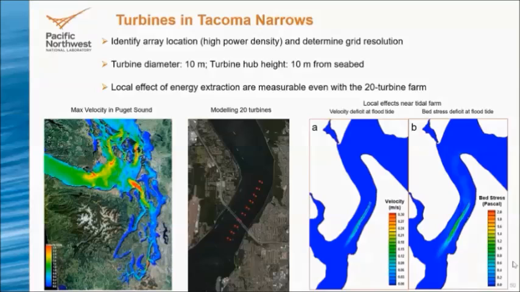For the model, we added 10-meter turbines that are 10 meters off the seabed. For this particular model run, we're looking at 20 turbines in that farm. The next two images are typical outputs from the numerical modeling. The first image, image A, shows the local effects of the turbines on the velocity. You can see there that the velocity does speed up a little bit. The image to the right, figure B, shows the effect of the turbines on the bed shear stress. So you can see that the stress on the bed does actually increase.